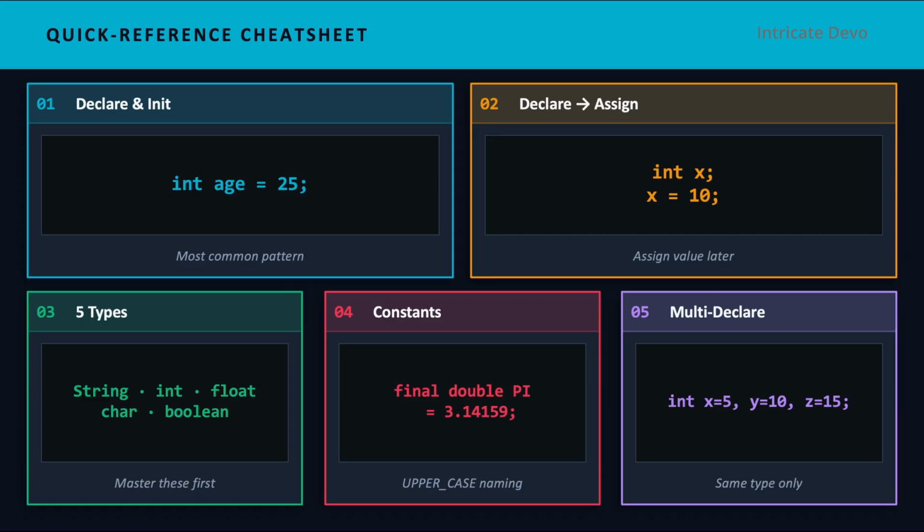Now here's your challenge for today. Open your IDE, that's your coding environment, and try writing variables of each of the 5 types. Give them meaningful names. Print them. Then change one and print it again. Then make one final and try to change it just to see the error.